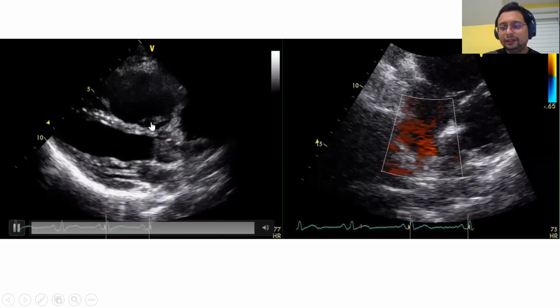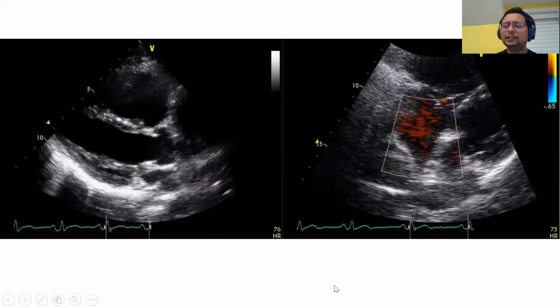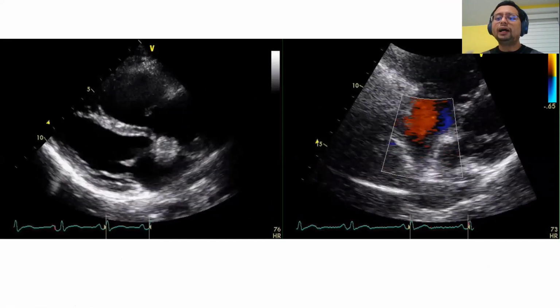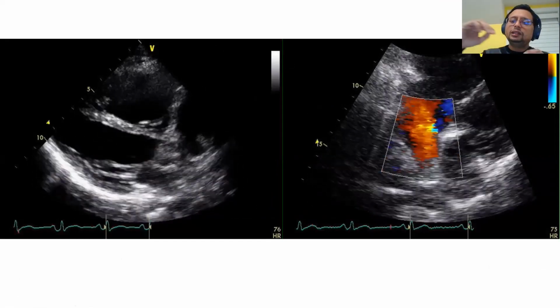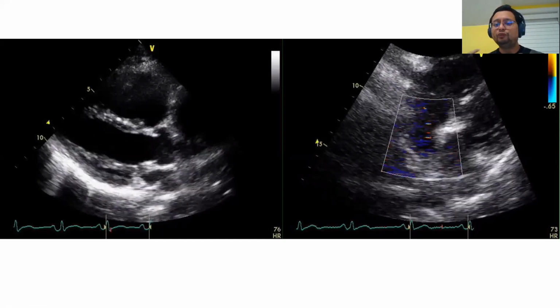Looks dilated, isn't it? So what we do is we measure, is it dilated or not? If it's more than 3.3 centimeter, it's dilated. When we see it's dilated, you want to know what is the reason my RV is dilated. You can look at interventricular septum, whether it is pressure or volume overload. So in this case, it is a volume overload.